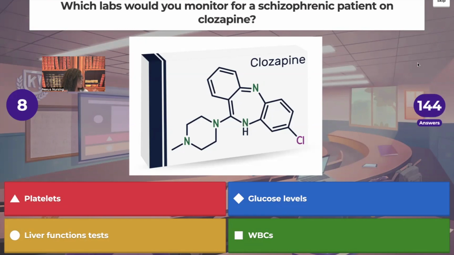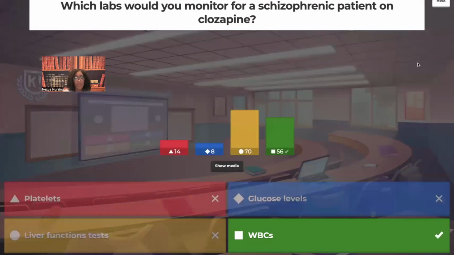Very good. Okay, so let's talk about it. Okay, I know why 70 percent of you guys went with liver function test. So let me address the correct answer first, and we'll go to the liver function test. The correct answer is WBC.